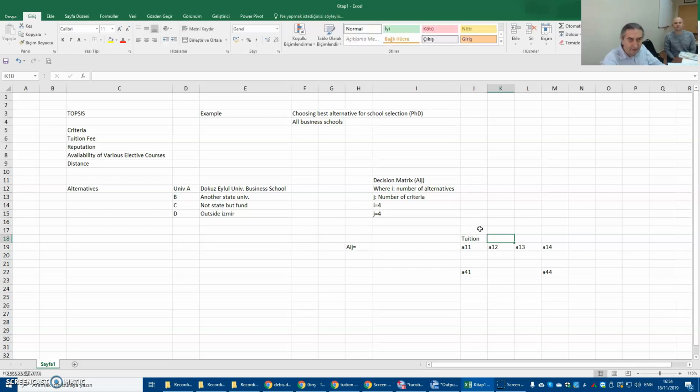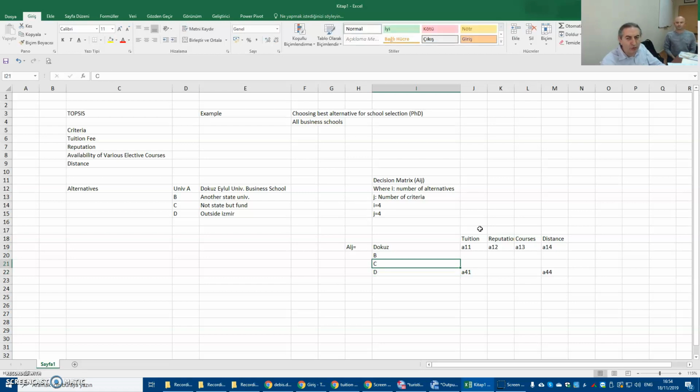Tuition, reputation, and elective courses. Let's put courses and distance, okay? And 9 Eylül University, let's put 9. Another university, University B, University C, and University D, okay?